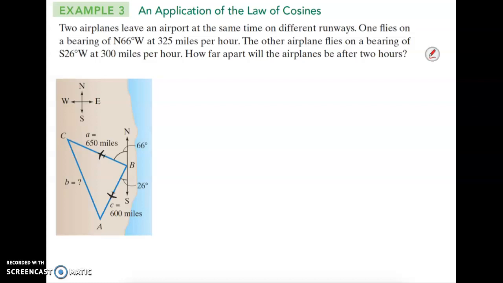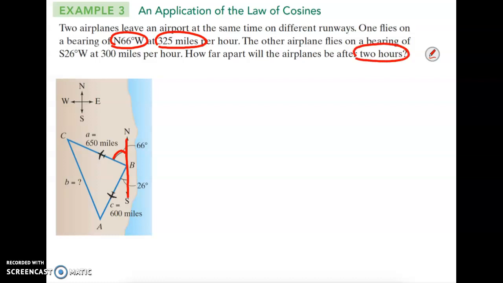So if you remember our bearings from our last unit, here's the north-south line. And this is going to the west 66 degrees. So that's what this is right here. And it travels 325 miles per hour. I'm going to go down to the next sentence here. It's a question. It says, how far apart will it be in 2 hours?